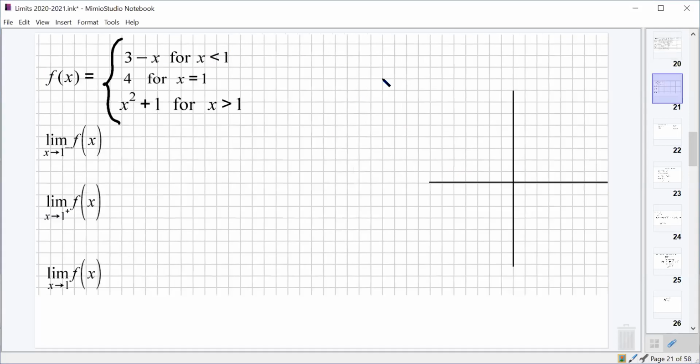All right, so we're going to move on. We're going to take a look at this one. And I want you guys to real quickly just graph this piecewise function. And then we're going to look at these limits. So take a second to graph it on your own.